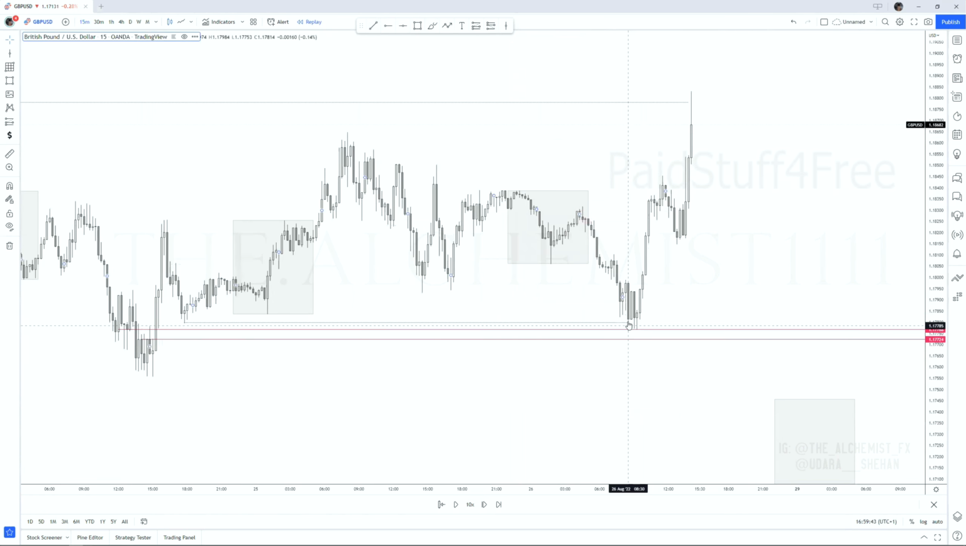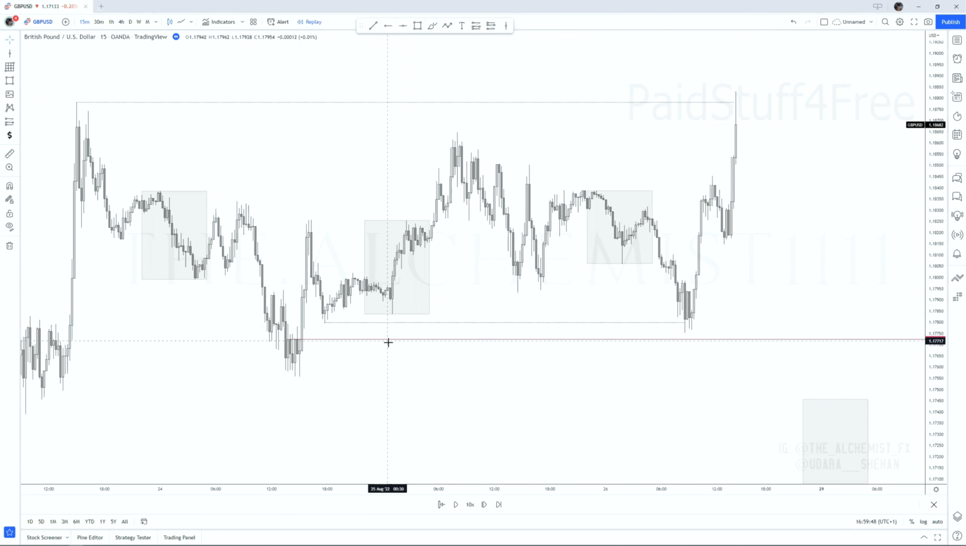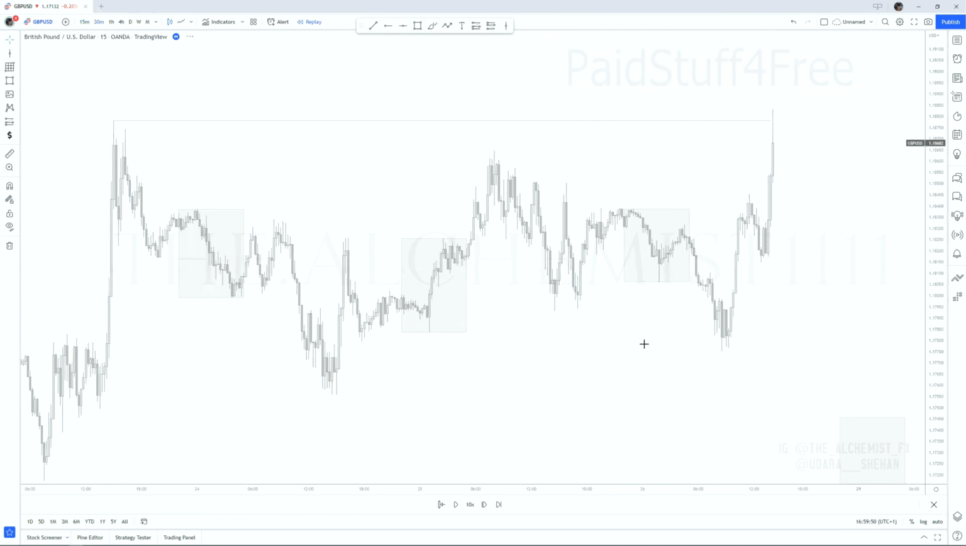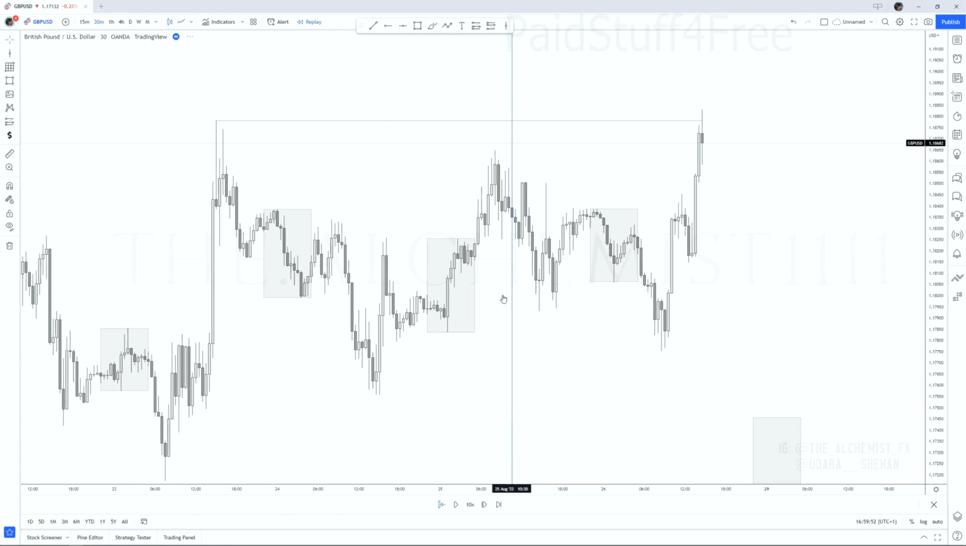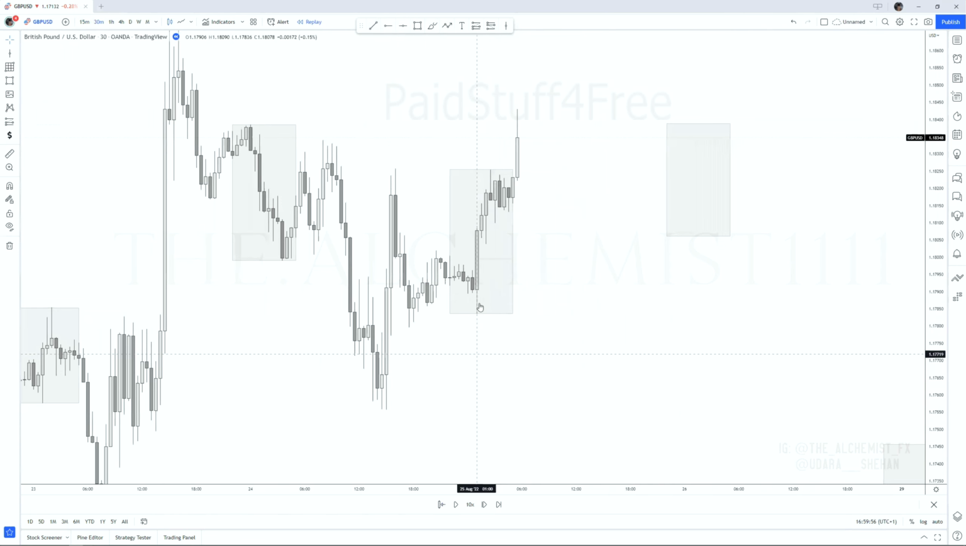So let me show you some more. This day, of course, what do we have? What has the Asian low done this day? Asian low has created a strong low. See that? Asia has created a strong low.